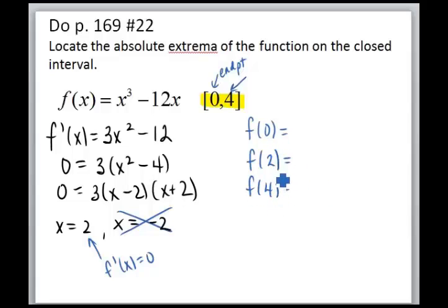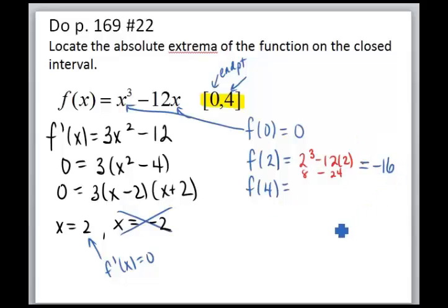Where do I get my y values? Well, I get my y values from plugging those back in to the original function. That means if I put 0 in here, I only get 0 for my height. When I plug in 2, I get 2 cubed minus 12 times 2. Well, that is 8 minus 24, so that is a negative 16.